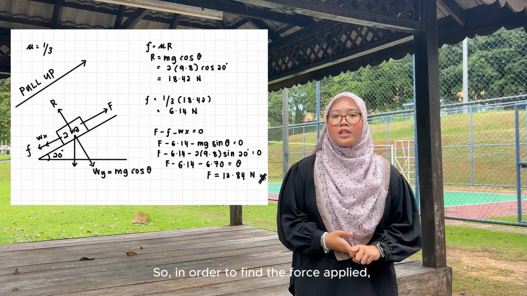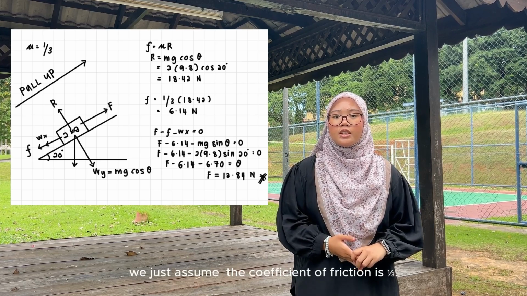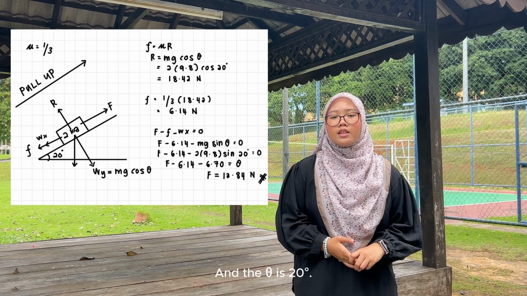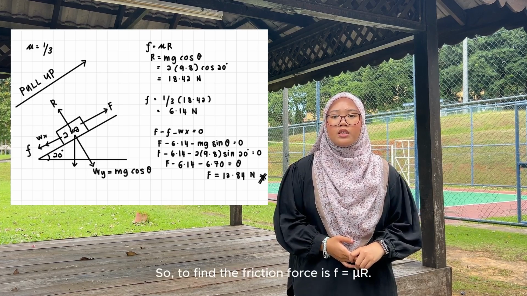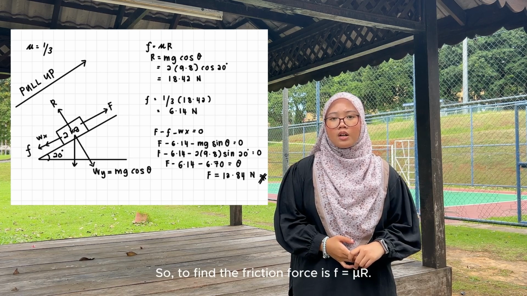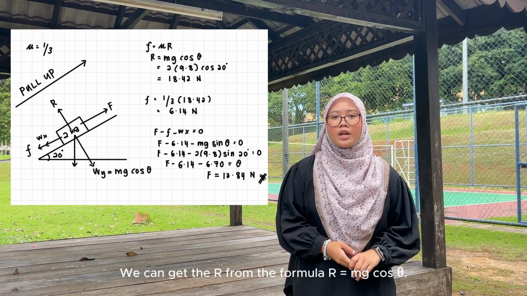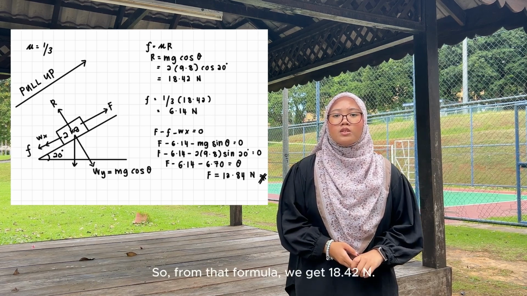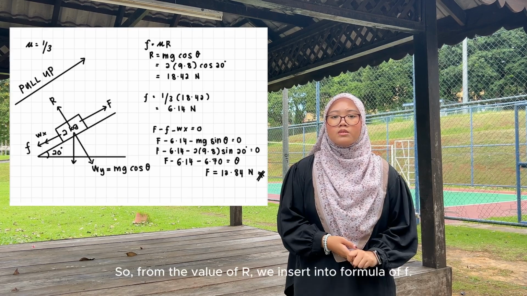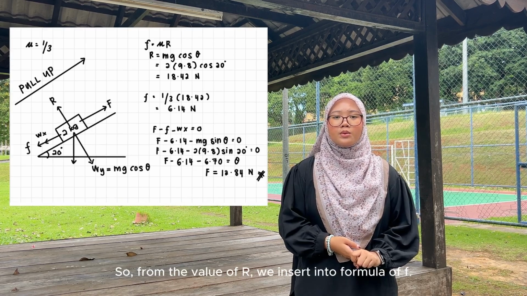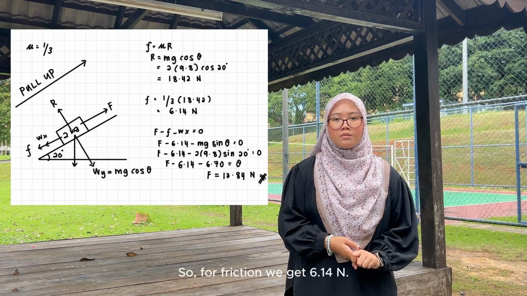In order to find the applied force, we assume the coefficient of friction is 1/3 and theta is 20 degrees. To find the friction force, F equals mu R. We get R from the formula R equals mg cos theta, which gives 18.42. From the value of R, we insert it into the formula for F. So for friction, we get 6.14.